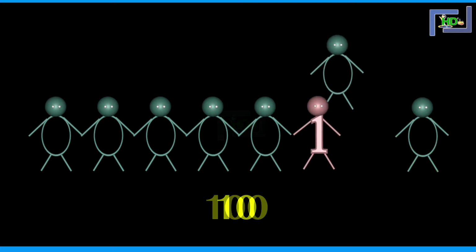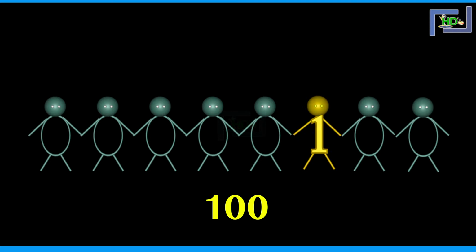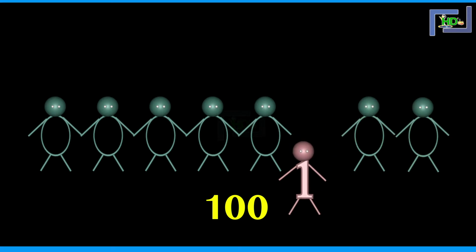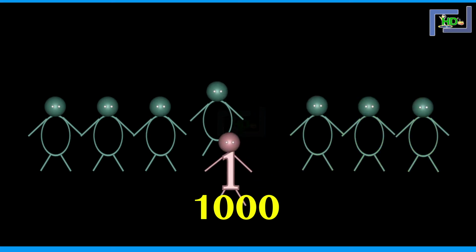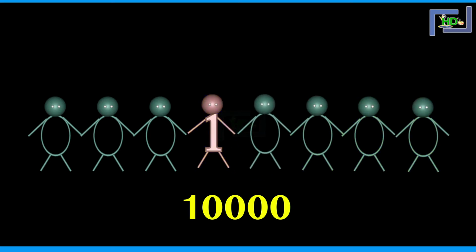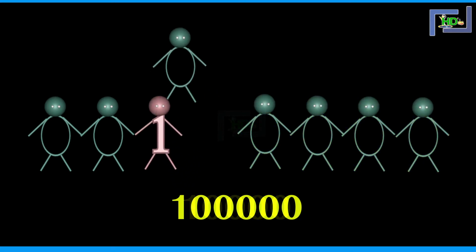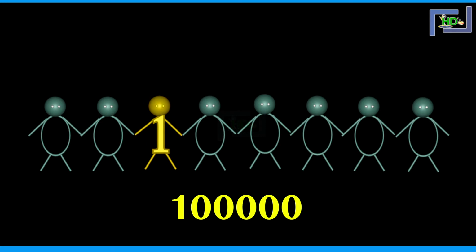Now if we see here, 1 is in hundreds place. Its value is 100. Now here 1 is in thousands place. So its value is 1000. Here 1 is in 10,000s place. So its value is 10,000. Here 1 is in lakhs place. So its value is 1 lakh.